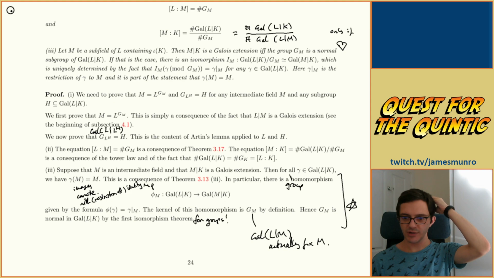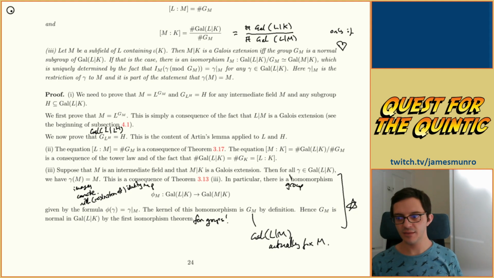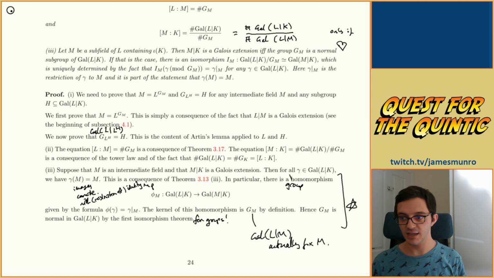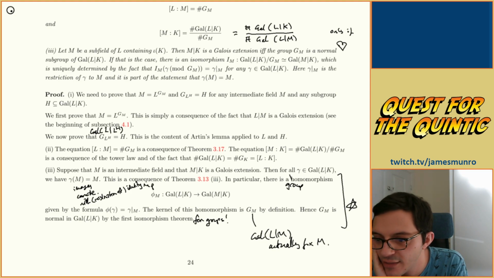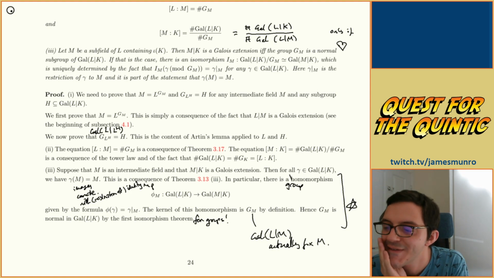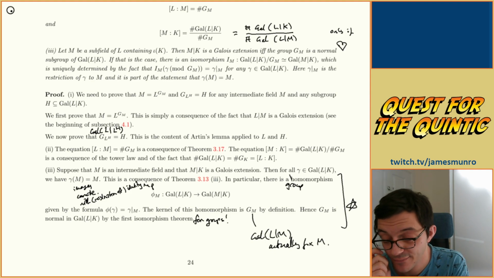And we just want to understand this direction of part 3, to say that if that's an intermediate field with Galois extensions everywhere, then the group is normal. And if that's the case, here's the isomorphism. So I want to understand the notation in that isomorphism. I kind of get that you fix M, you fix all of the stuff there.